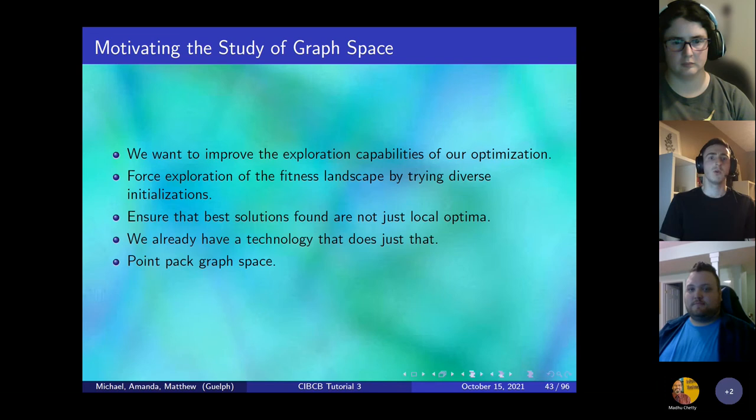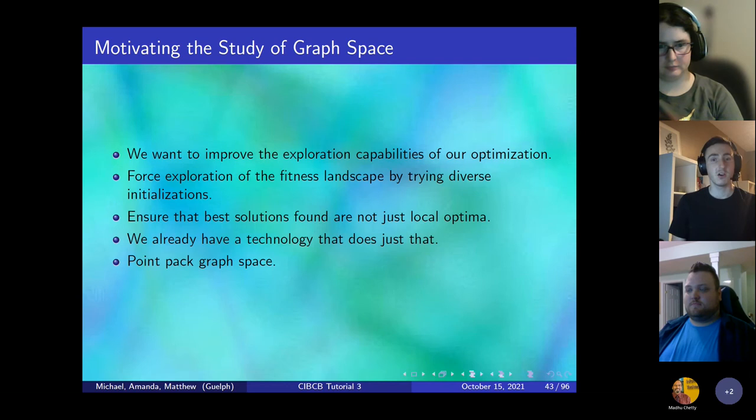So what we want to do is improve the exploration capabilities of our optimization. The way we're going to do that is force exploration of the fitness landscape by trying diverse initializations. That ensures that the best solutions found are not just local optima. We already have a technology that, in essence, does this, and Michael just talked about it. It's point packing, and so our plan here is to point pack graph space.